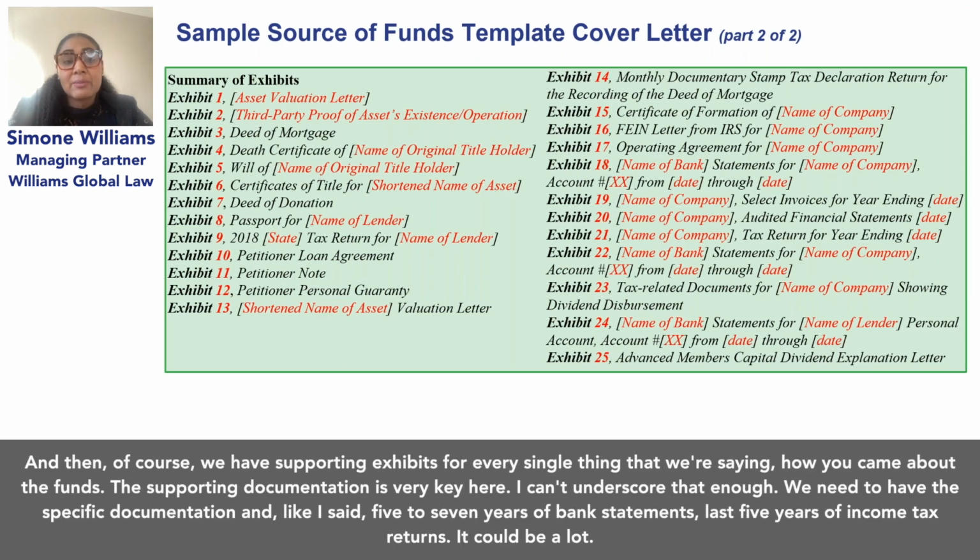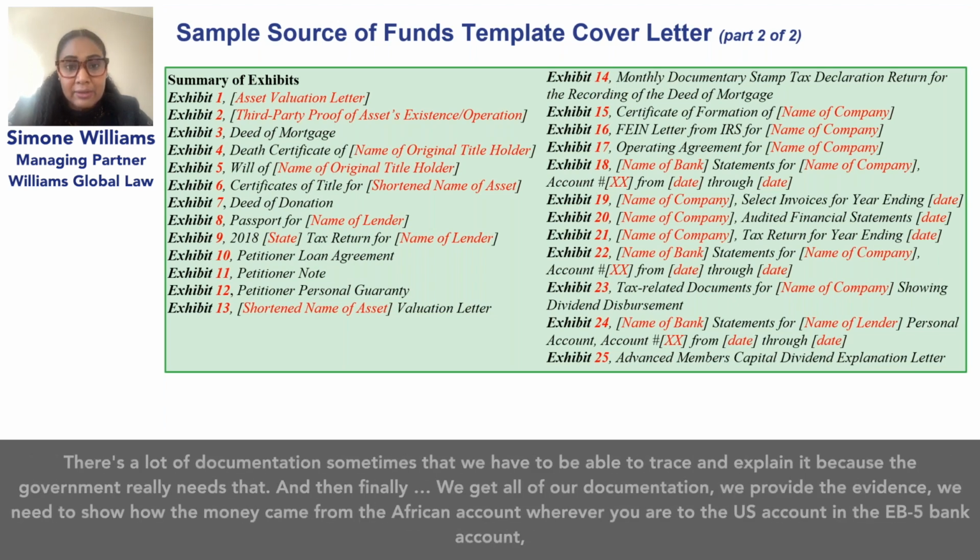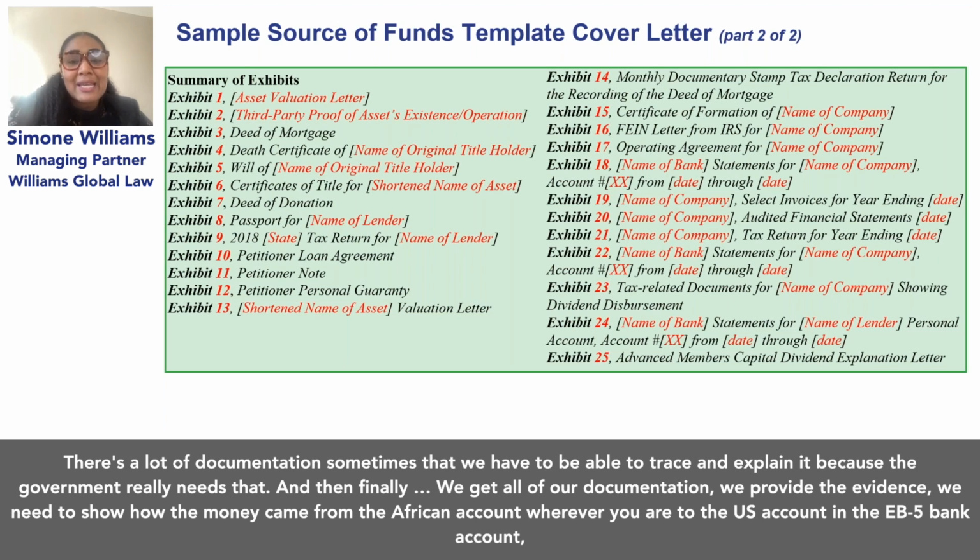And then of course we have supporting exhibits for every single thing that we're saying about how you came about the funds. The supporting documentation is very key here. I can't underscore that enough. We need to have the specific documentation. Like I said, 5 to 7 years of bank statements, and the last 5 years of income tax returns. It could be a lot. There's a lot of documentation sometimes that we have to be able to trace and explain, because the government really needs that.